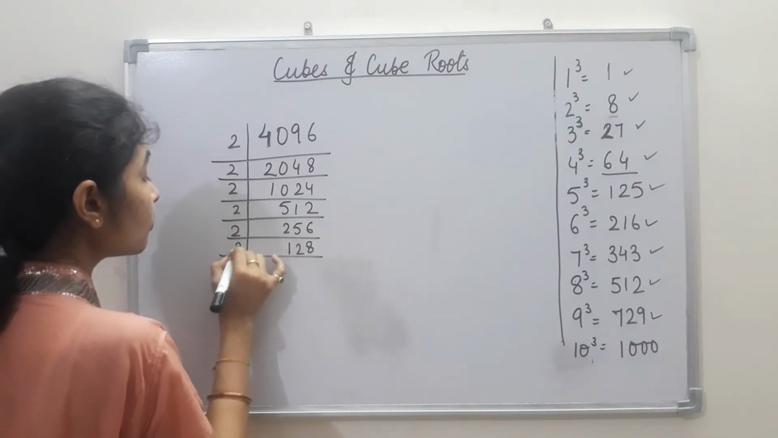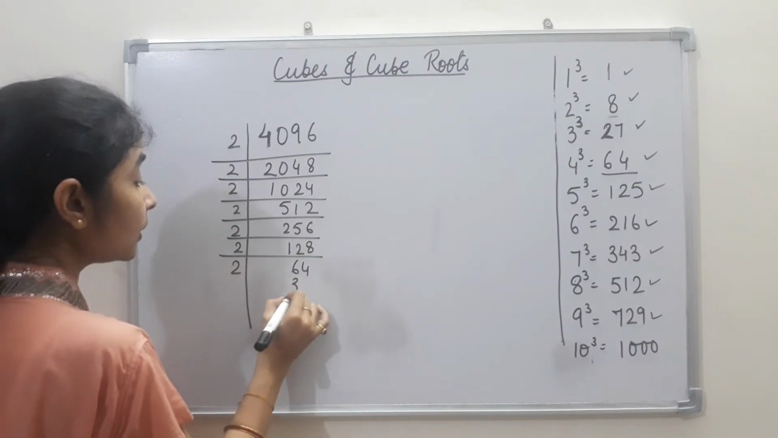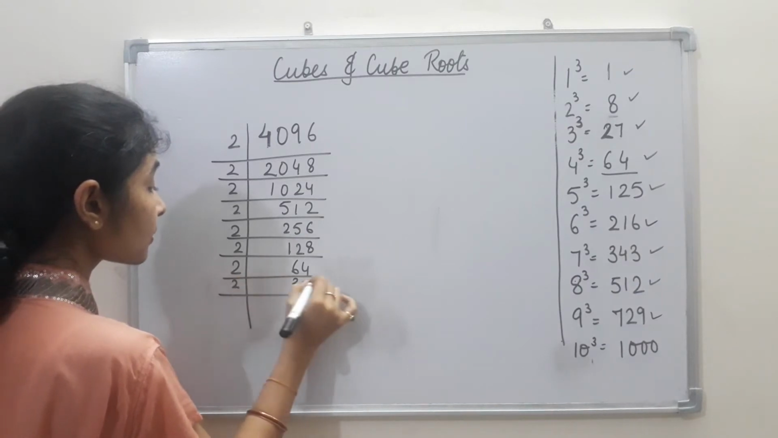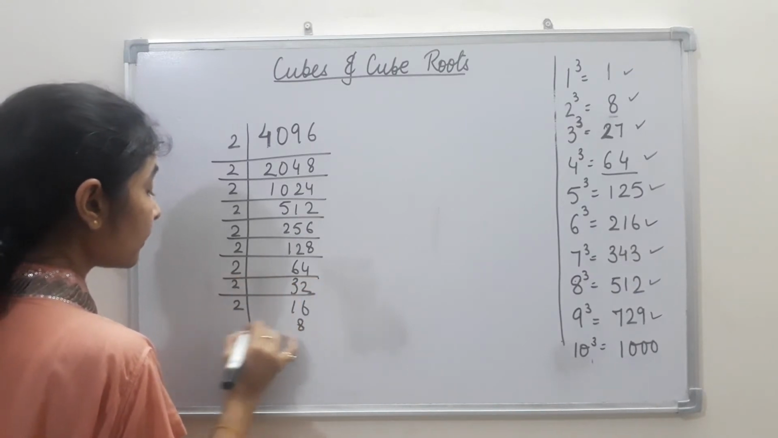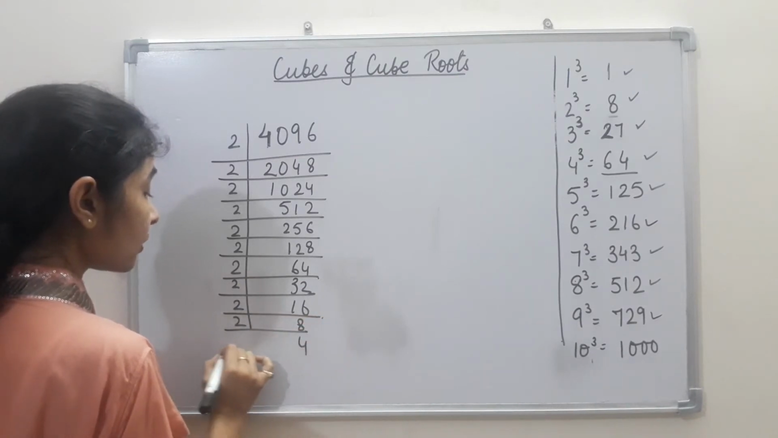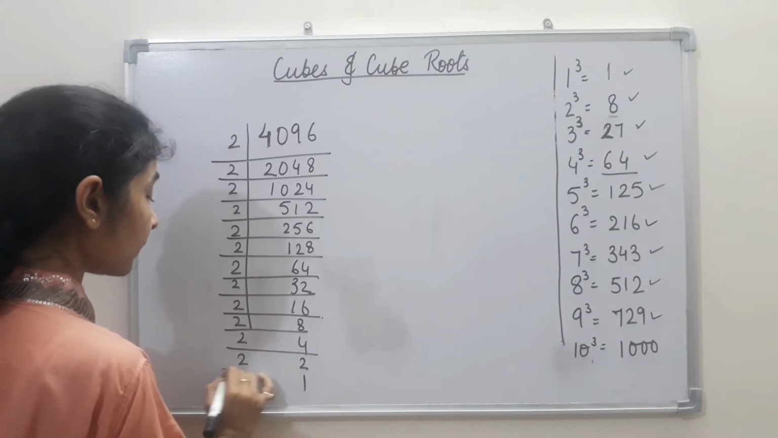2128, 264, 232, 216, 28, 24, 2 times and 2 one times.